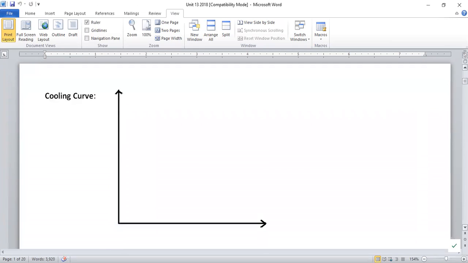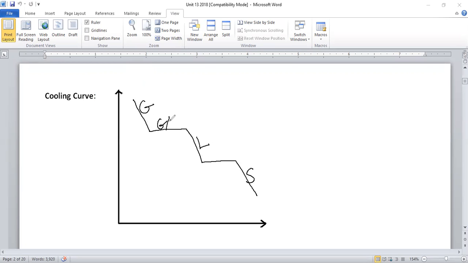Okay, this is a cooling curve. We're not going to draw the whole thing, but we're going to draw part of it. A cooling curve is basically the opposite. This is the shape of a cooling curve. It begins with gas, then liquid, then solid.